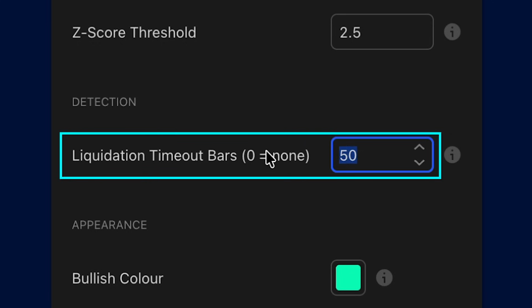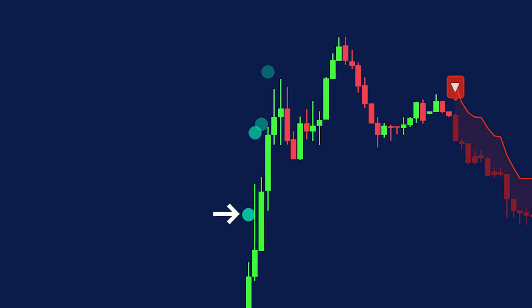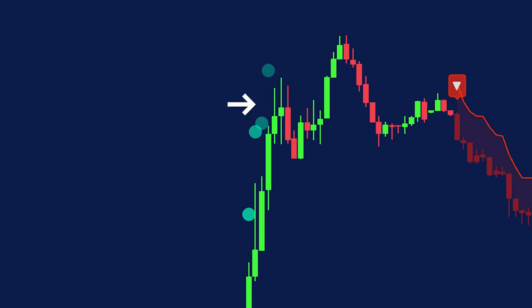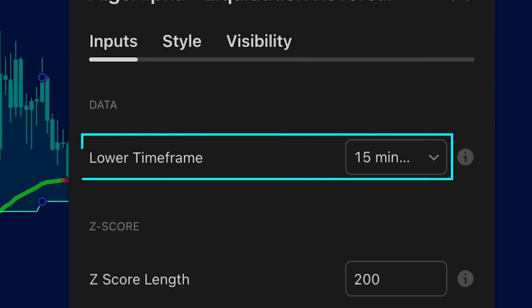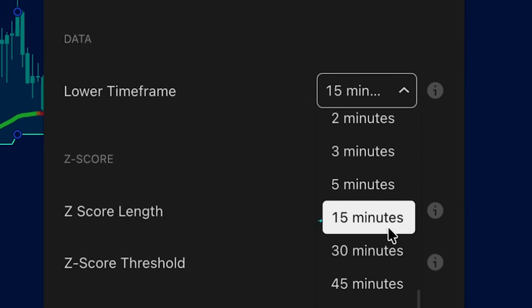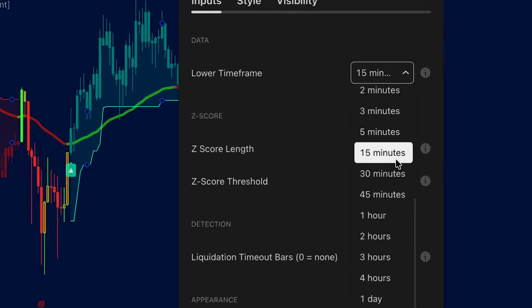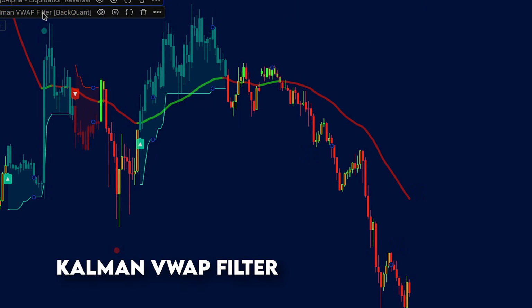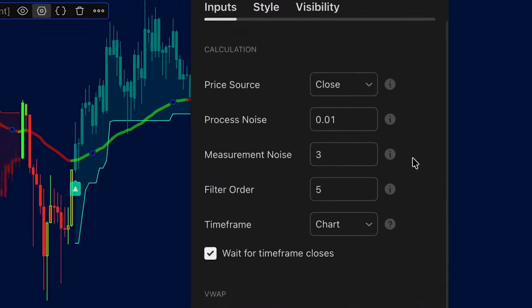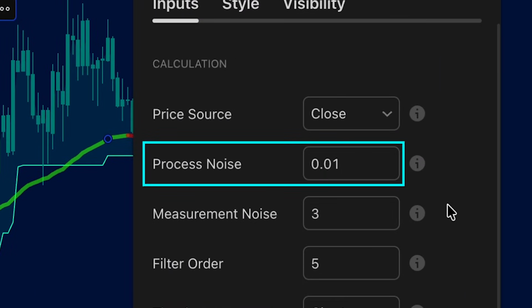Then adjust timeout bars to 30, as this defines how long after a liquidation spike the supertrend flip remains valid for confirmation. For the lower time frame setting, keep it at 15 minutes in order to capture granular liquidation flows without creating excessive noise. Now for the Kalman VWAP, open the settings panel and you'll see process noise set to 0.01. For most trading, increase this to 0.03 for better responsiveness.